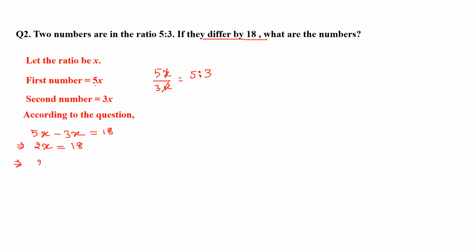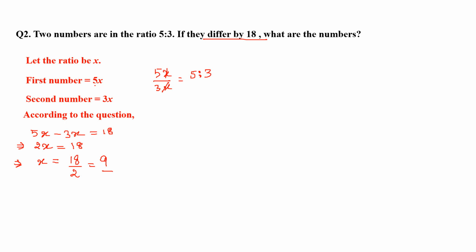Now to get the value of x, you have to transpose 2 to the other side. Now 2 is multiplied here, so it will become 18 divided by 2, which will give me 9. Okay. Now we are going to find the numbers. We have the value of x as 9.